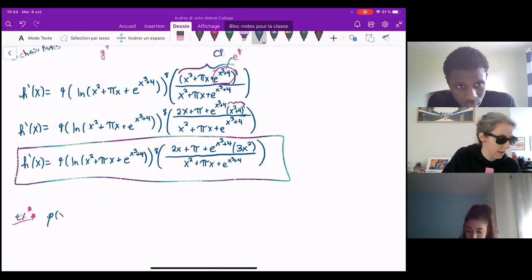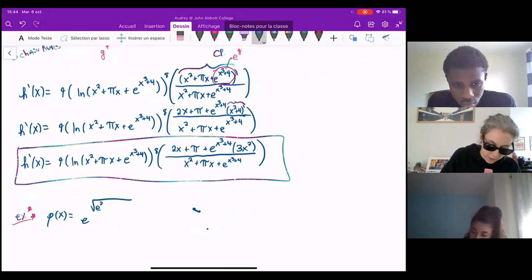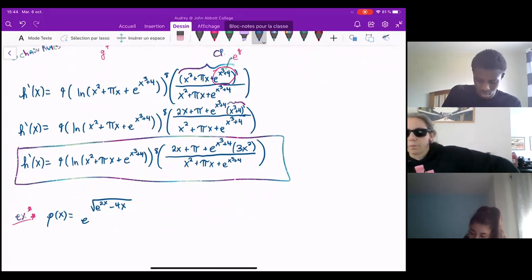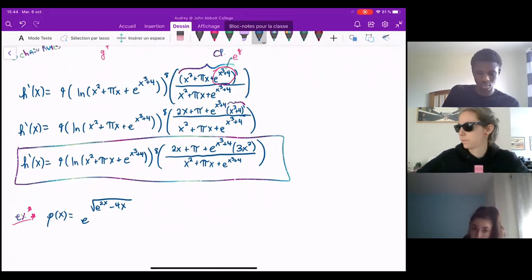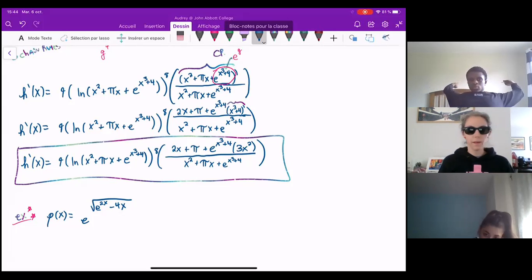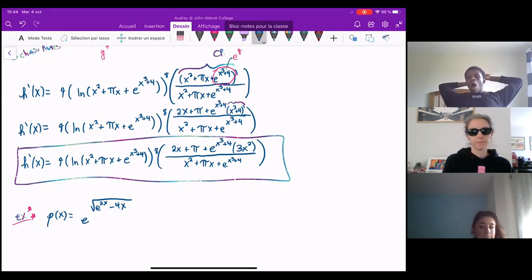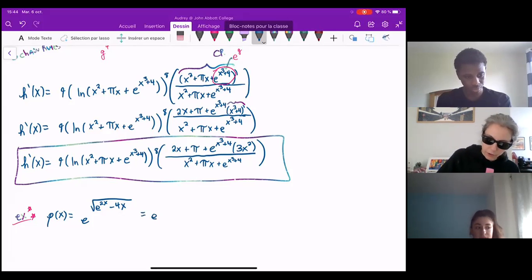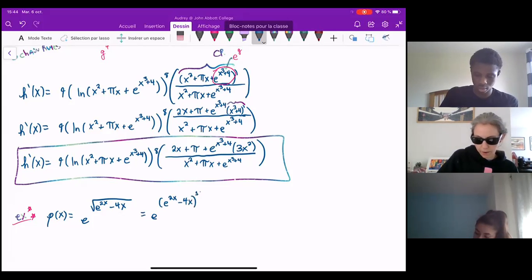We'll call this one P of x is equal to e to the square root of e to the 2x minus 4x. All right, I have a square root here. So the first thing I want to do is rewrite it. So I have e to the 2x minus 4x all to the power of 1/2.